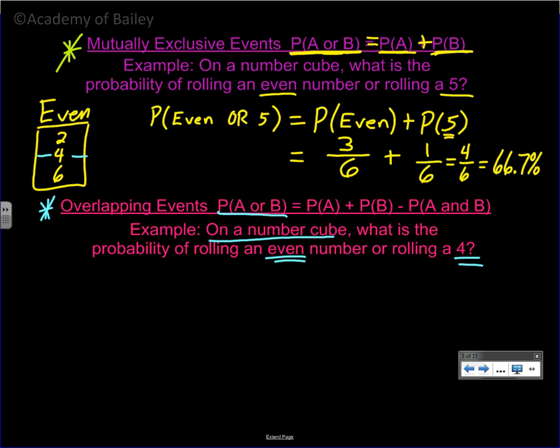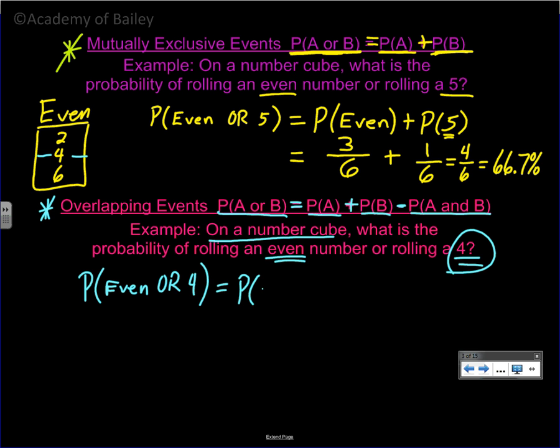The probability of A or B happening is equal to the probability of the first event, plus the probability of the second event. But we have to subtract out what they have in common. And in this case, what they have in common will be rolling a 4. So let's look here. The probability of an even number or a 4 is equal to the probability of an even number plus the probability of a 4 minus the probability that you get an even number and a 4 on the same roll.